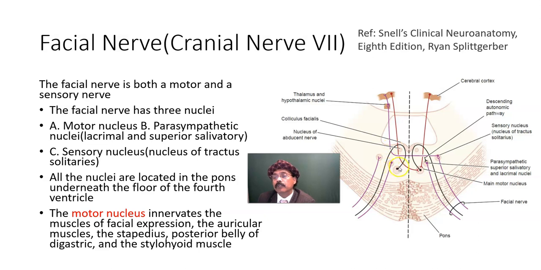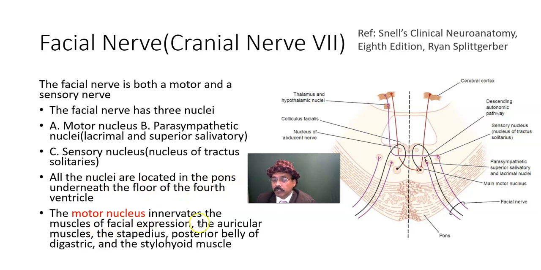The motor nucleus turns around the nucleus of the abducent nerve. It forms the facial colliculus here. So all the nuclei are located in the pons. This is the pons area.